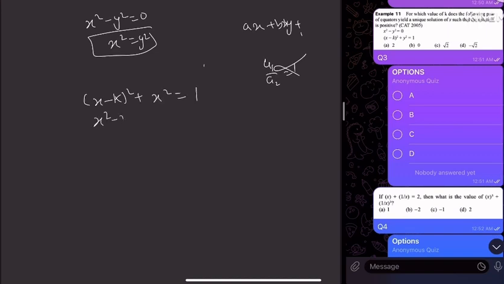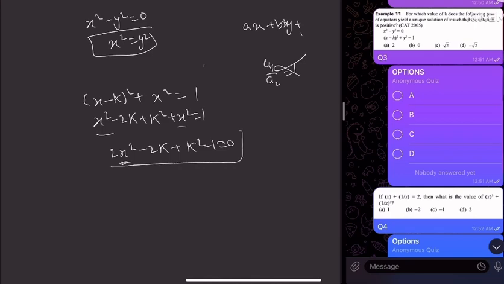So x square minus 2kx plus k square plus x square equals 1. Now 2x square minus 2kx plus k square minus 1. Now x is our variable over here. What is the demand of the question? Unique solution for x in a quadratic equation. How can we get a unique solution? We can get a unique solution when the discriminant is equal to 0, right? Then only minus b by 2a applies in the quadratic formula and the square root part will become 0, so we'll get exactly one solution. So we have to basically make the discriminant equal to 0.